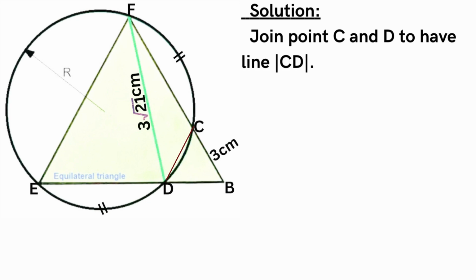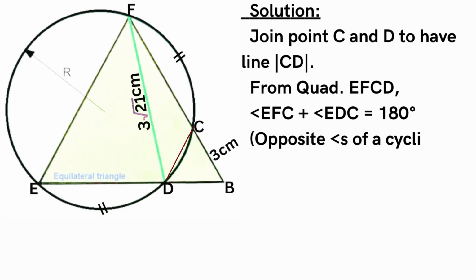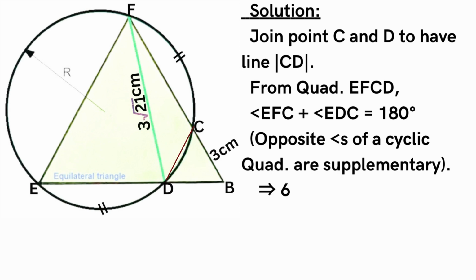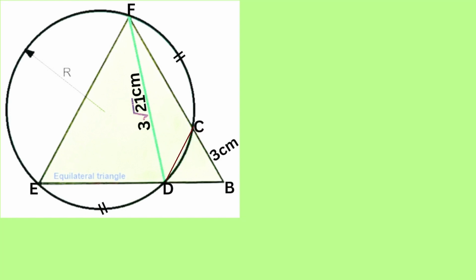From quadrilateral EFCD, the sum of angle EFC and angle EDC equals 180 degrees, so angle EDC equals 180 degrees minus 60 degrees, which equals 120 degrees.